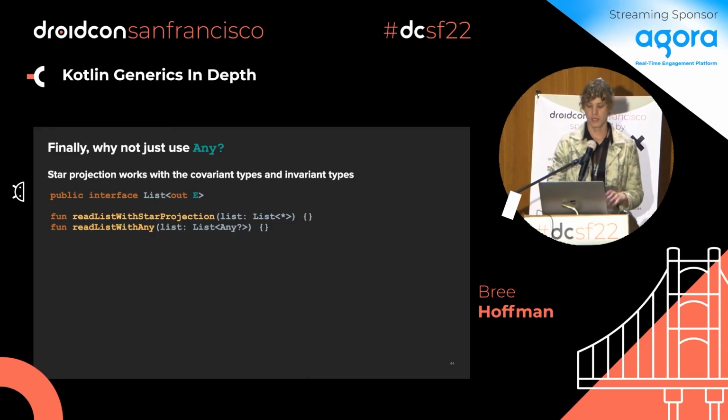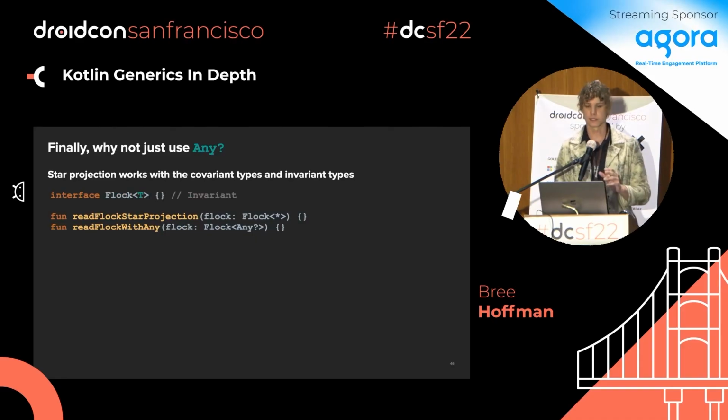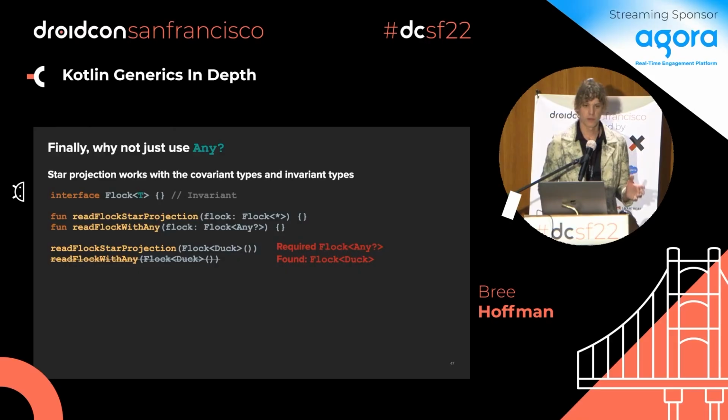And this works the way you would expect because a list is covariant. You can send that list of strings in, and the compiler is going to say, a list of strings is a subtype of a list of nullable any. You're good to go. But if we tried to send an invariant type in, like this flock, the compiler is going to warn us. It's going to say, I require a flock of nullable any. You're providing a flock of ducks. There's no subtype supertype relationship between the two, so please do it a different way.